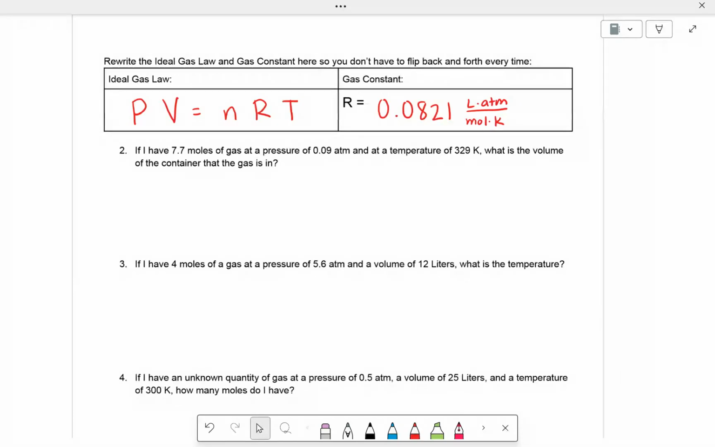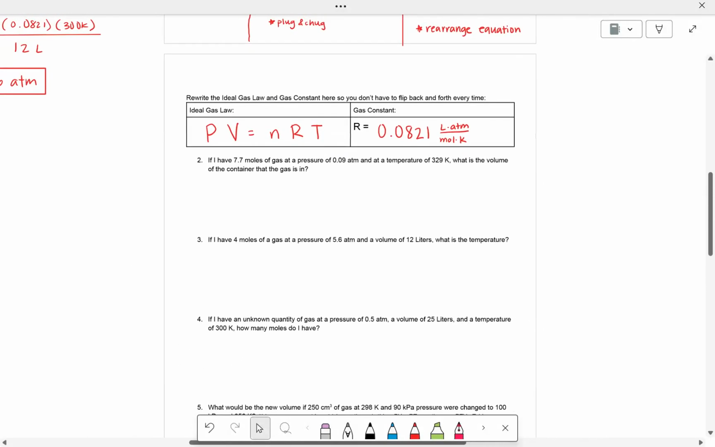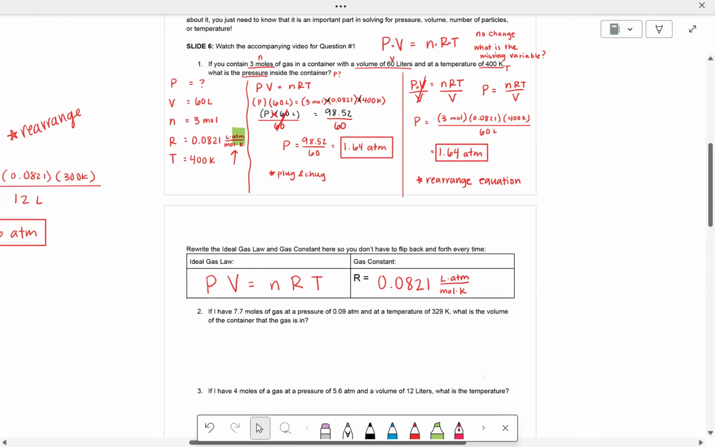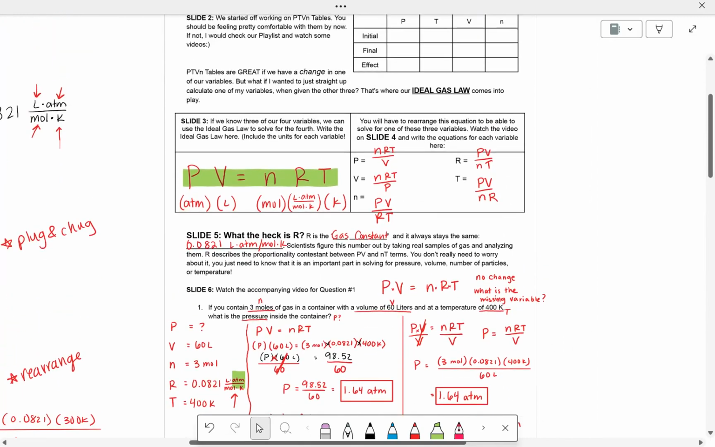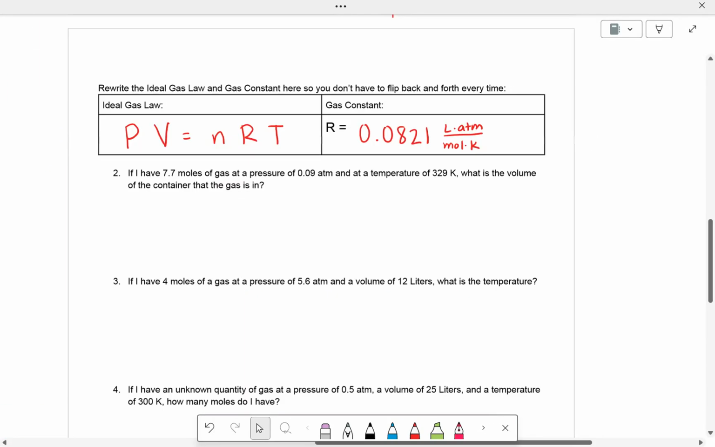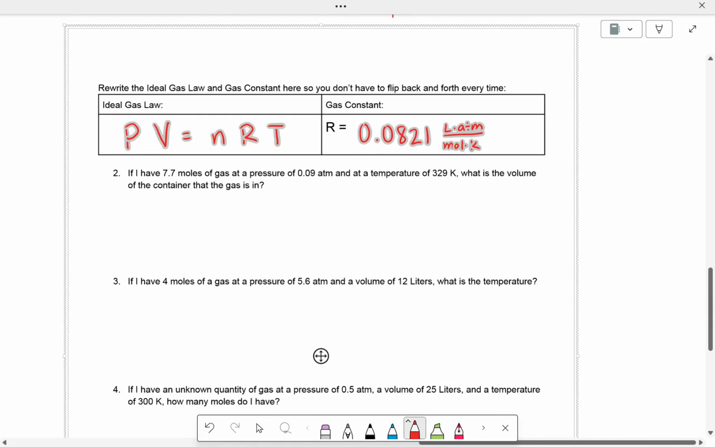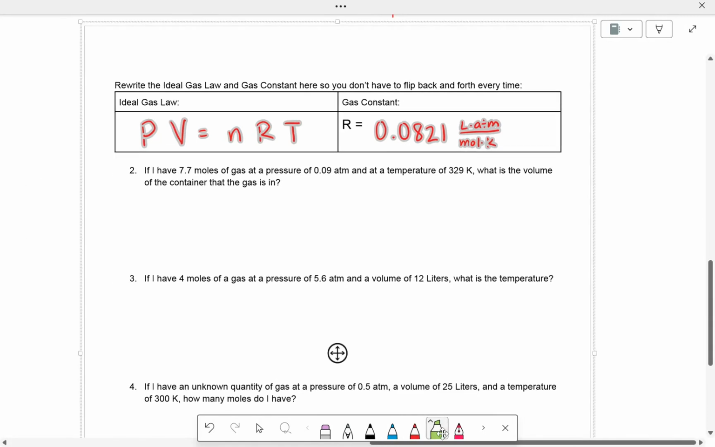I do have a semi-answer key posted for you. A few of these I went through and did, and it's posted on the playlist. So if you want a little bit of extra help with it, go check out the playlist. And remember, this is for no change. When we just straight up have questions like this, here are the moles, here is the pressure, here is the temperature, what is the volume?